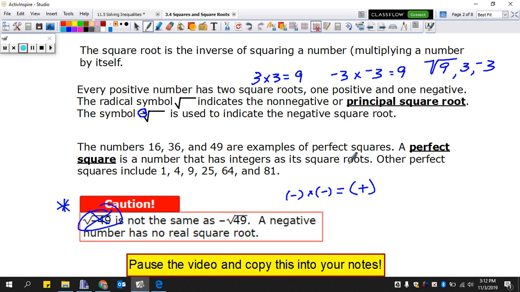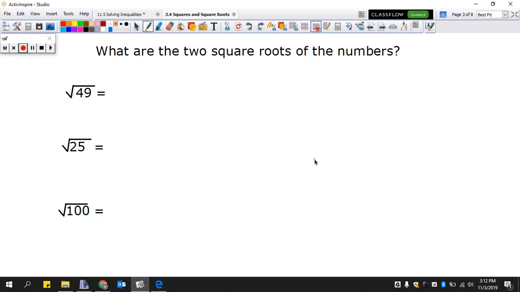All right, so I've got several examples that show what we're talking about. The square root of 49, well, we know that 7 times 7 is 49, so the square root of 49 is 7, but it's also negative 7, because negative 7 times negative 7 is positive 49. Square root of 25 is 5 and negative 5. Square root of 100 is 10 and negative 10. So those are both the principal square roots and then its negative. The principal ones are the positive ones.